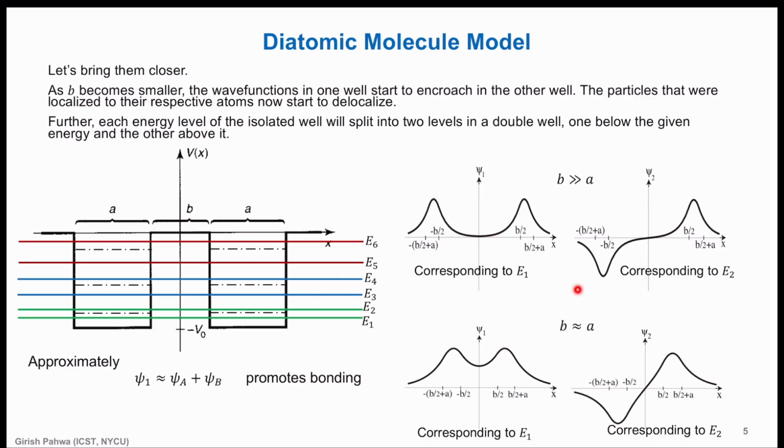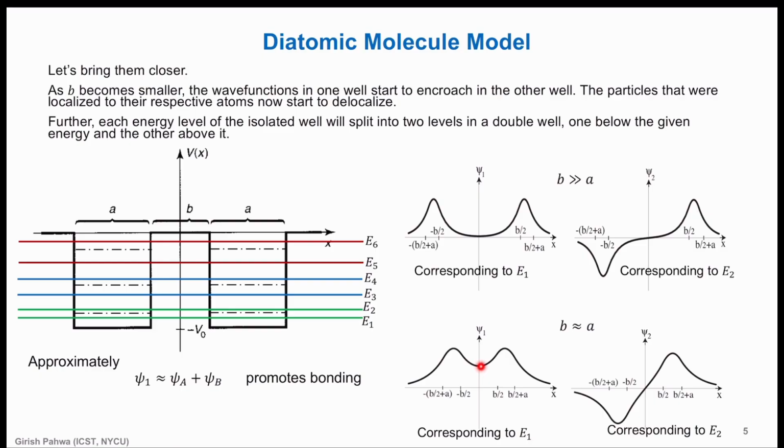So say B is approximately equal to A. We look at this case. So the probability of finding the electron in between the nuclei. So this is nucleus 1, nucleus 2, right, at the center, here. But in between the nuclei, the probability of finding the electron is finite now. Okay, mod psi square, if you take it, there will be finite probability of finding the electron. So this type of interaction is promoting the bonding.